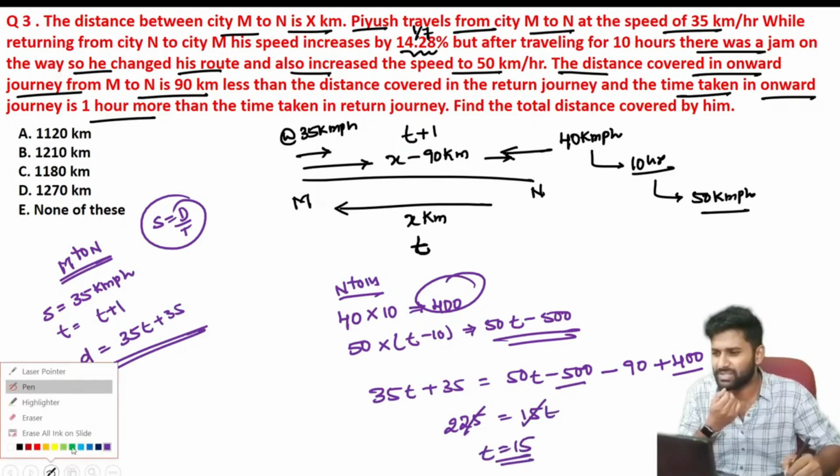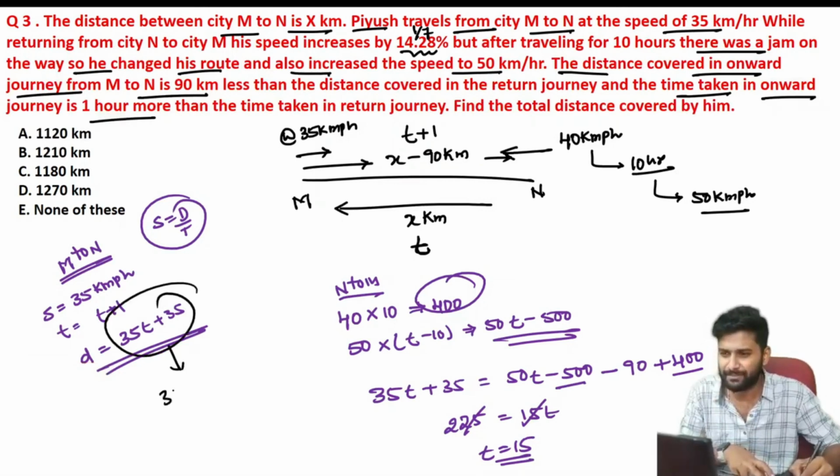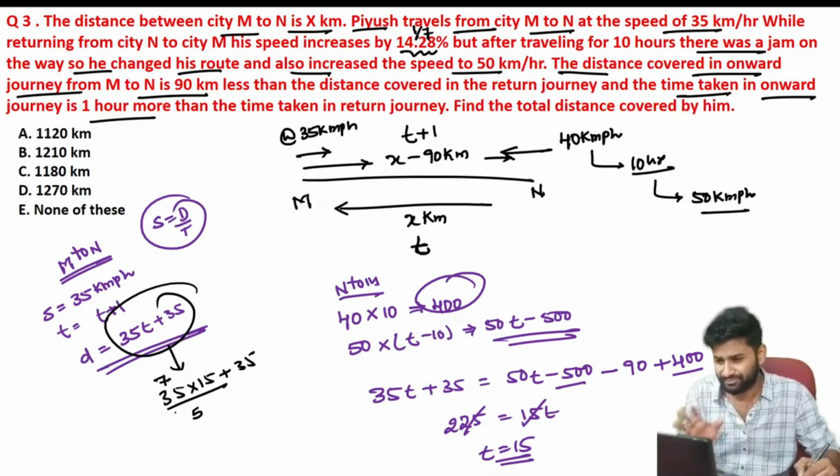Now the question is, what is the total distance covered by the person? So what about the total distance here? 35t plus 35. 35 is multiplied by 15 plus 35. 15 5s are 75. 15 3s are 45. 125 plus 30.